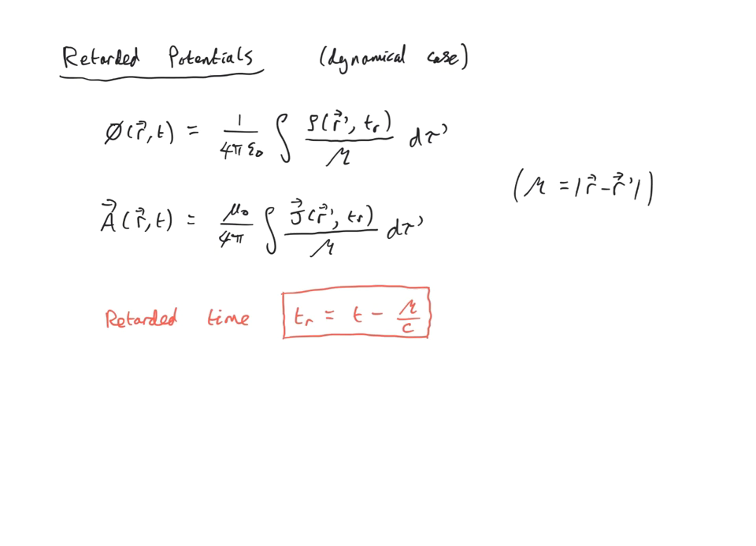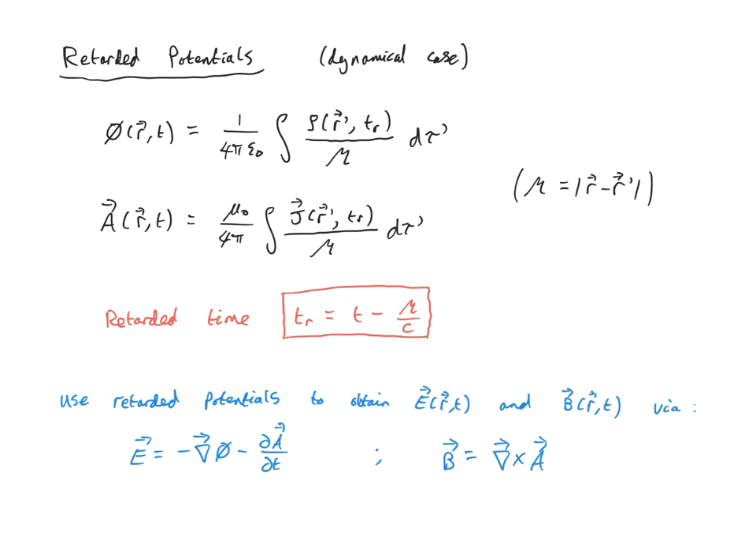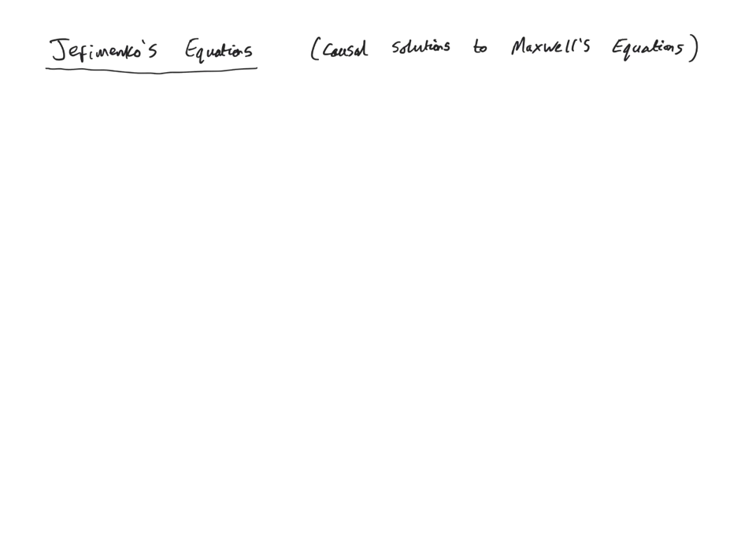Well, since we have the potentials now, we can simply calculate the electric and magnetic fields through the usual equations. From these retarded potentials, we just obtain the fields as usual. These fields involve space and time derivatives of the potentials, and remember that the retarded time featuring in these potentials depends on both space and time, so we pick up some extra unexpected terms. When we do that, we obtain Jefimenko's equations, which can be viewed as the causal solutions of Maxwell's equations. So let's see what we get.